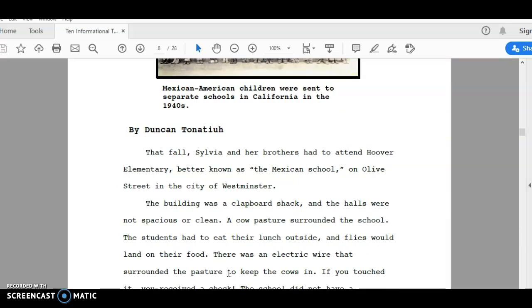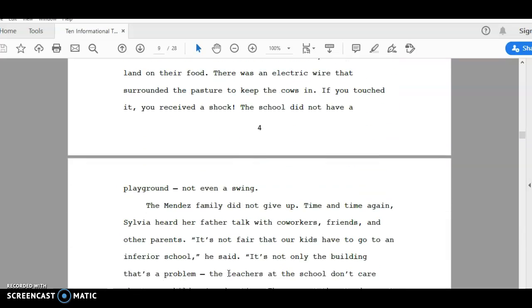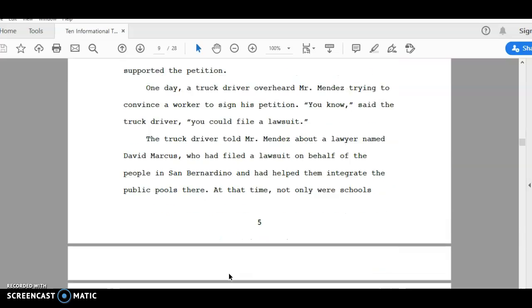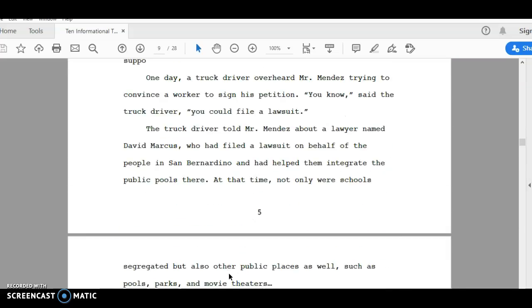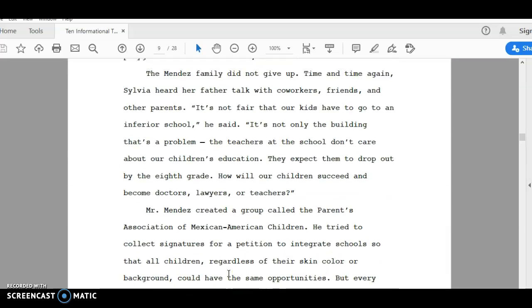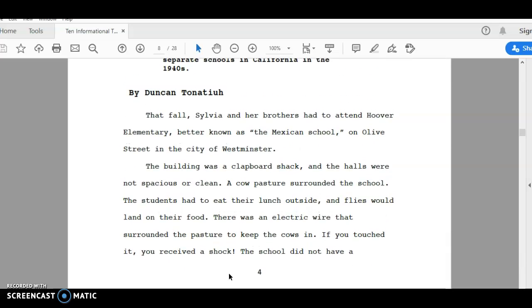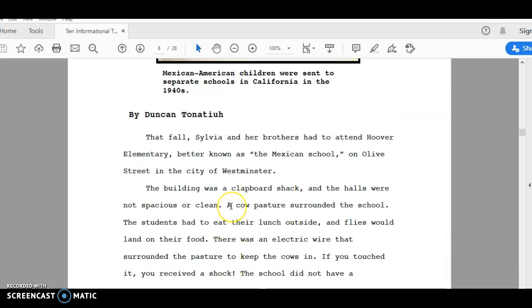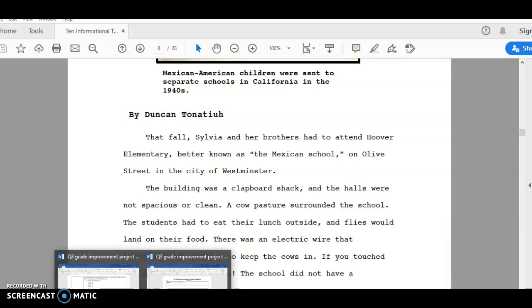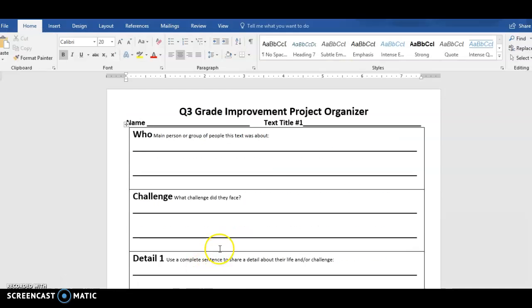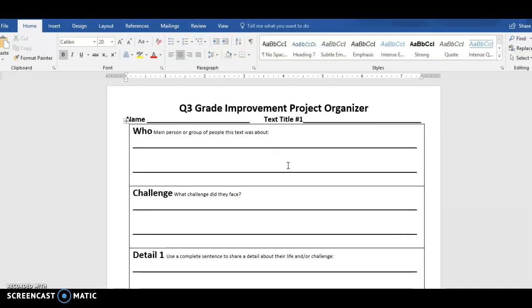The texts themselves are not very long. Most of them are about 2 to 3 pages. Okay, so you can see this one is one full page and just a little piece of the first page and the last page. So I'm going to read through that text. Then what I'm going to do is go over here to my project organizer. And this is where I need to fill this out as I read the text.